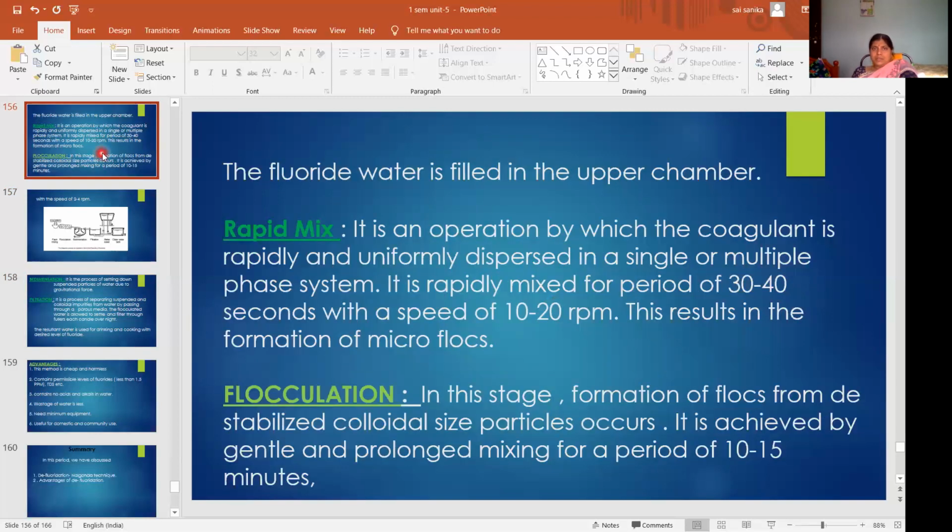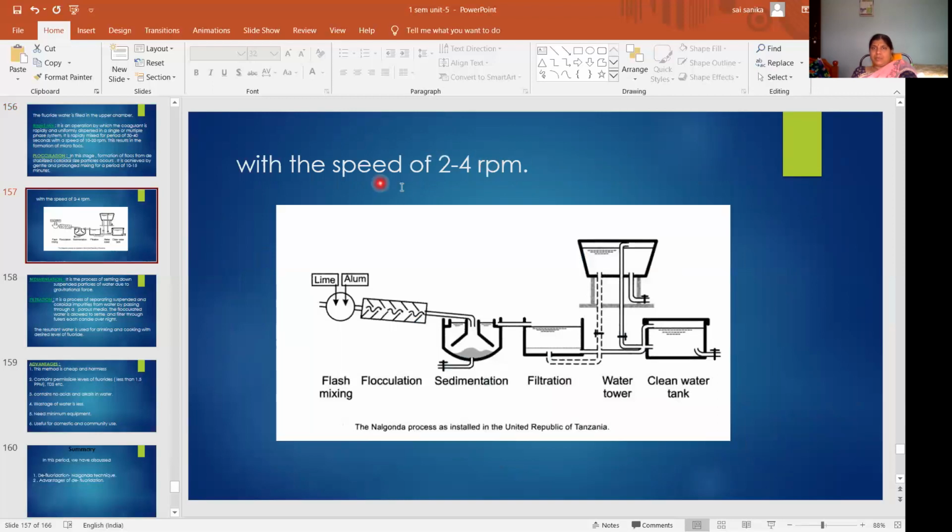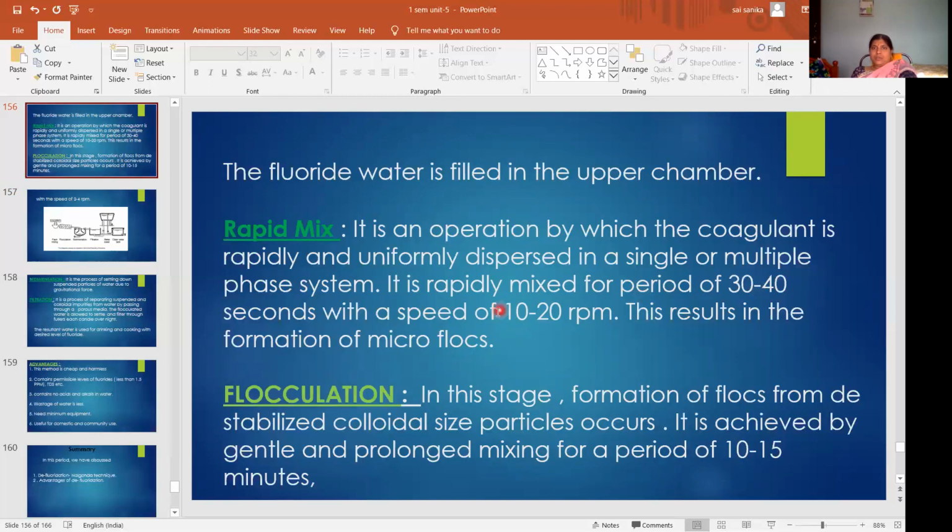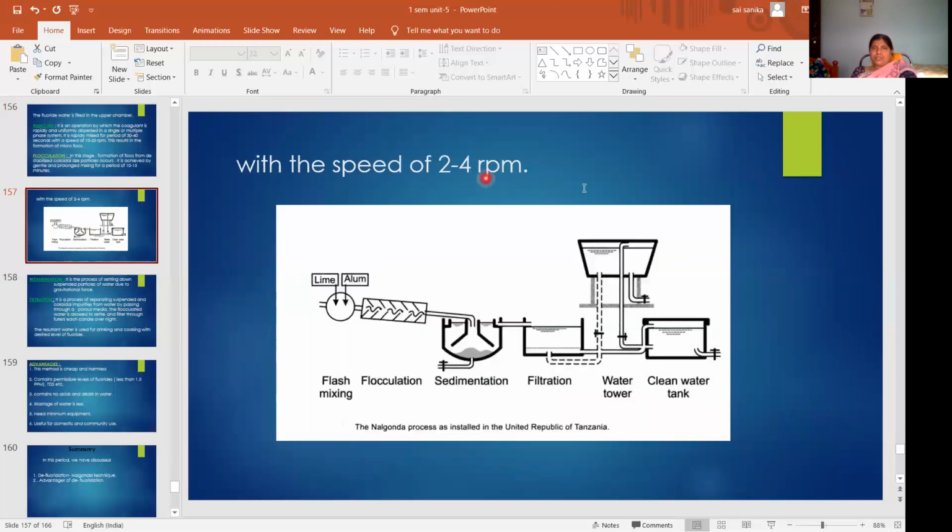Then in flocculation, flocs are formed by gentle, slow and prolonged mixing. Slowly we are mixing, taking 10 to 15 minutes, with a speed of 2 to 4 rotations per minute. Just 2 to 4. Whereas in rapid mix, it is within seconds only, at 10 to 20 rotations per minute.